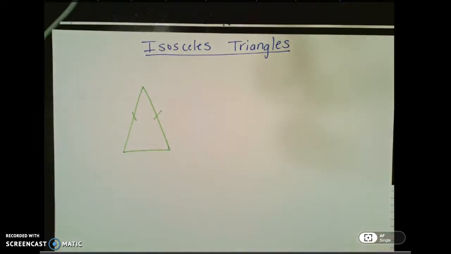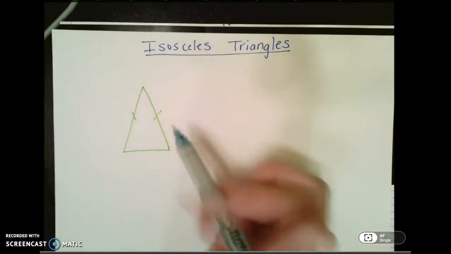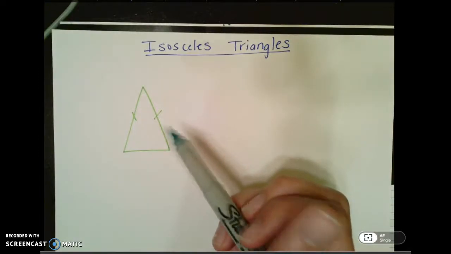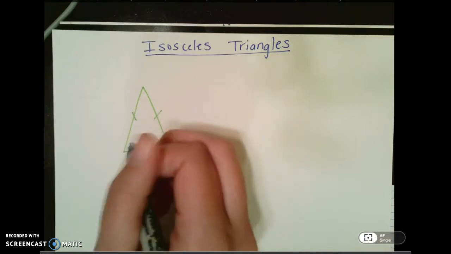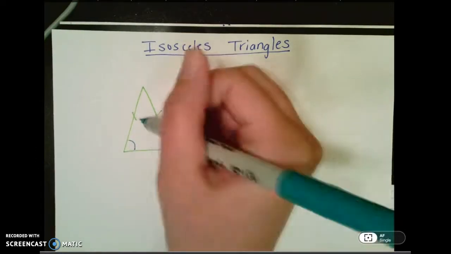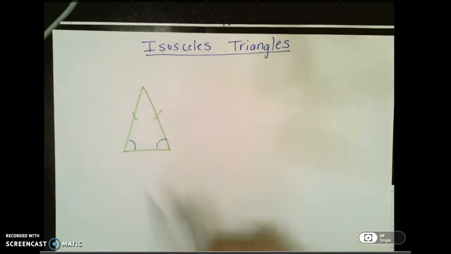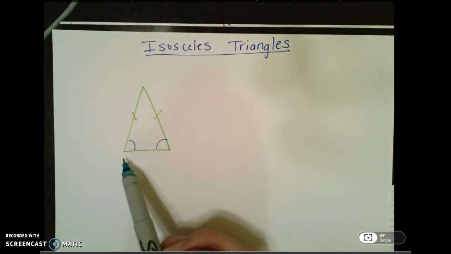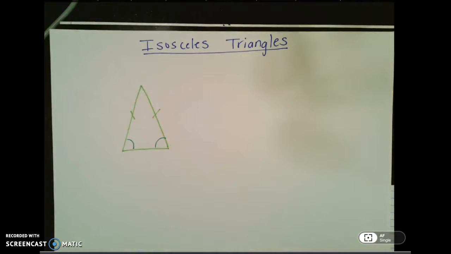But there's something else we also know about isosceles triangles, and that is that if I have two sides that are congruent, the two angles across from those sides are also congruent. So for instance, this side here, the angle across from it is this one. And this side here, the angle across from it is this one. Which means if this angle is 40 degrees, then this angle is 40 degrees. So just nice to know about a triangle.